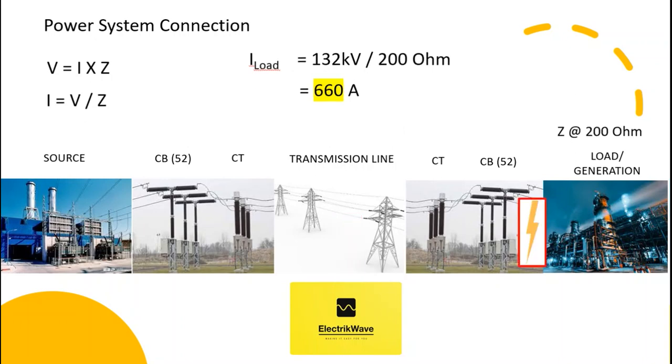Here we will calculate current drawn at load end in case of fault. Current equals voltage divided by impedance. At load end impedance is 200 ohm, and considering 132 kV system, current would be 660 ampere. Hence fault impact at load end is very less compared to source end, due to addition of source, transmission, and load impedance.